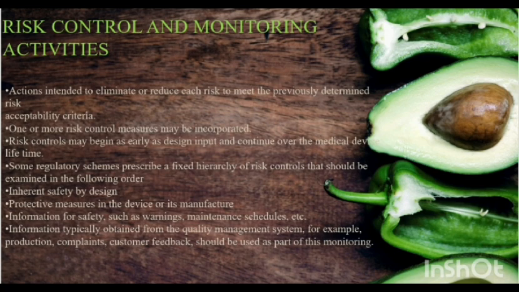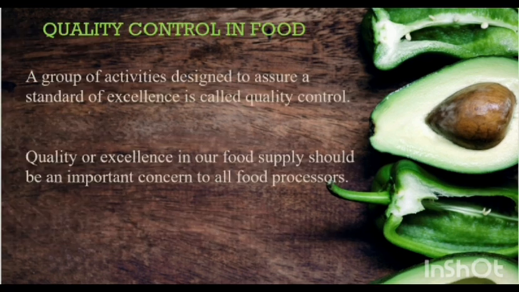Now we move on to the next topic, that is quality control in food. What is quality control? A group of activities designed to assure a standard of excellence is known as quality control. So it is necessary that we maintain quality and excellence in our food supply, which is a main concern for the food process. As everybody consumes food, it's necessary to maintain its quality and excellence.